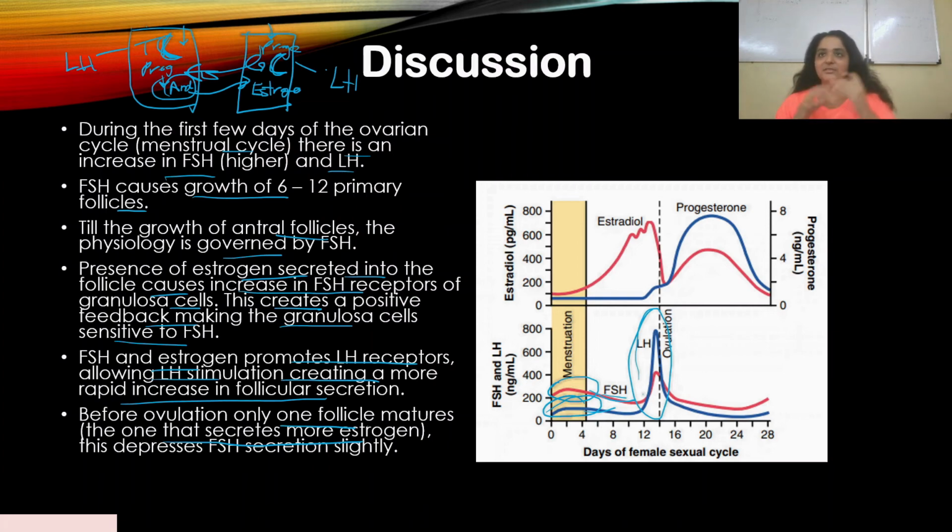The follicle that secretes more estrogen is selected from that group of 6 to 12. So at one time 6 to 12 follicles are developing, but only one is selected, the rest degenerate. Now this depresses the FSH secretion slightly. Maybe you can say that over here, a slight depression is there in this phase.